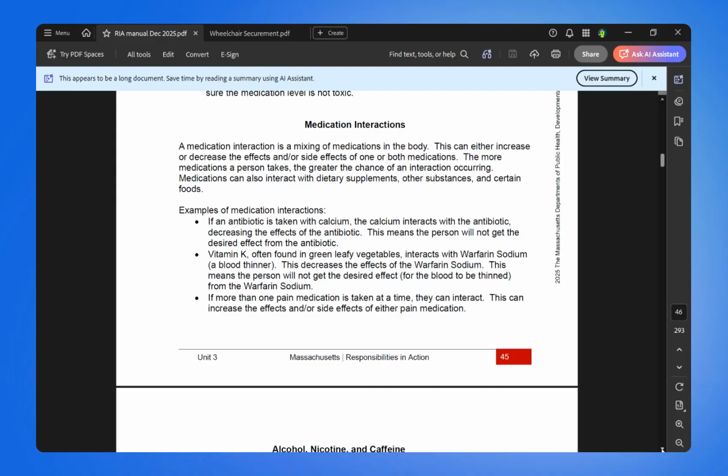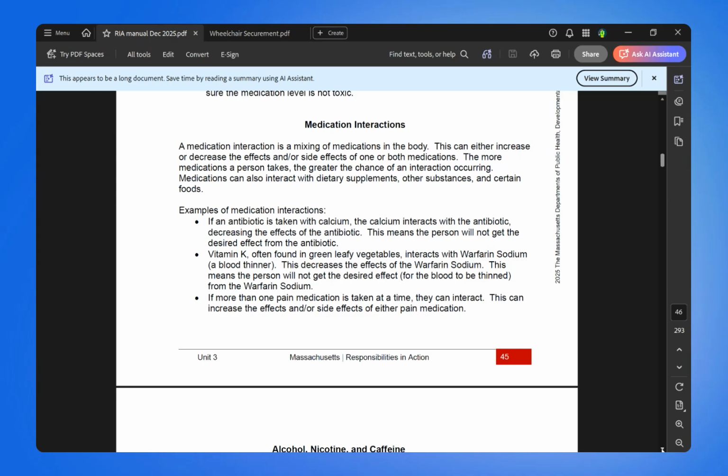Some examples of interactions would be if an antibiotic is taken with calcium, the calcium interacts with the antibiotic, decreasing the effects of the antibiotic. So this means that the person will not get the desired effect from the antibiotic, and the antibiotic may not work the way it's supposed to.